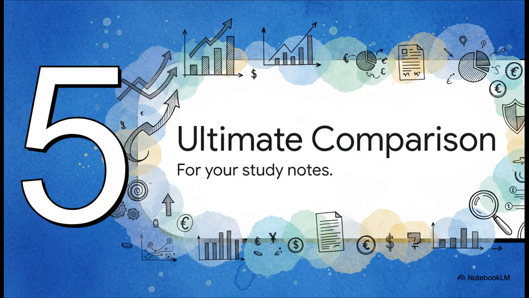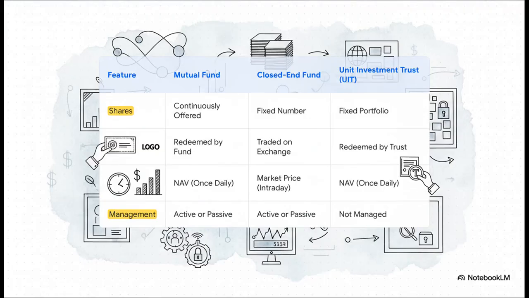Okay, we've met all three players. Now for the grand finale. Let's pull this all together. This right here is the comparison you'll want to burn into your brain for exam day. Let's walk through this nice and slow. First up, shares. Mutual funds are continuous, right? Closed-end funds have a fixed number, and UITs have a fixed portfolio.